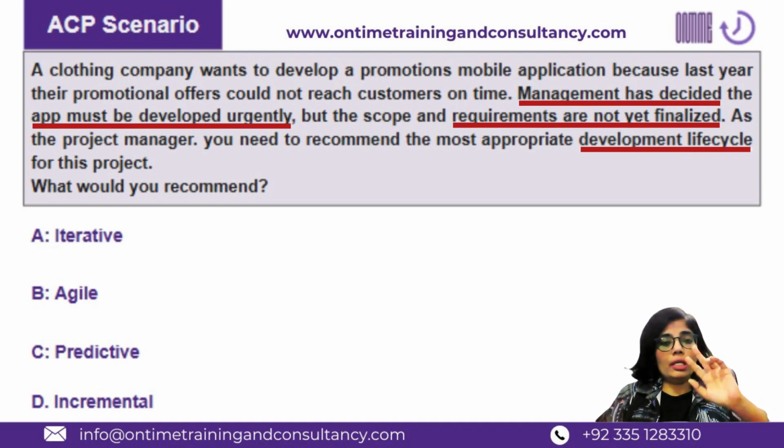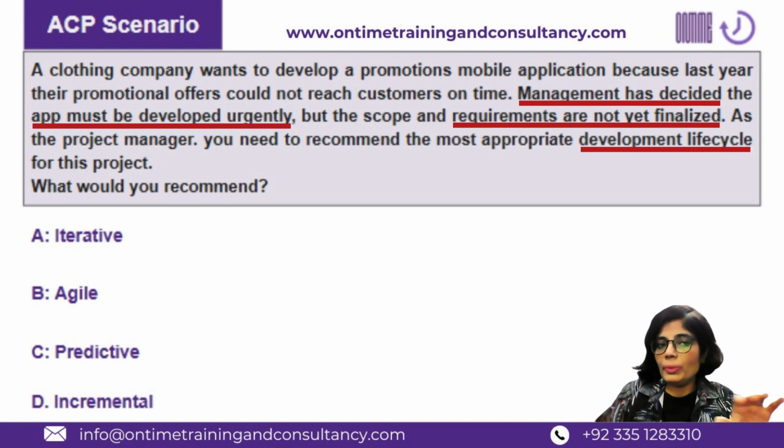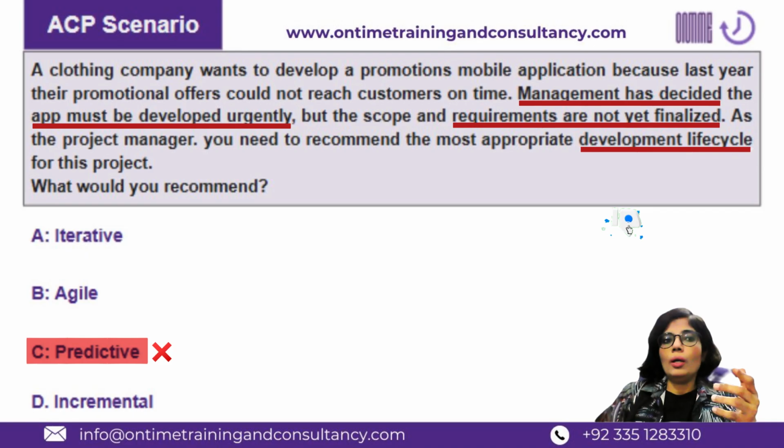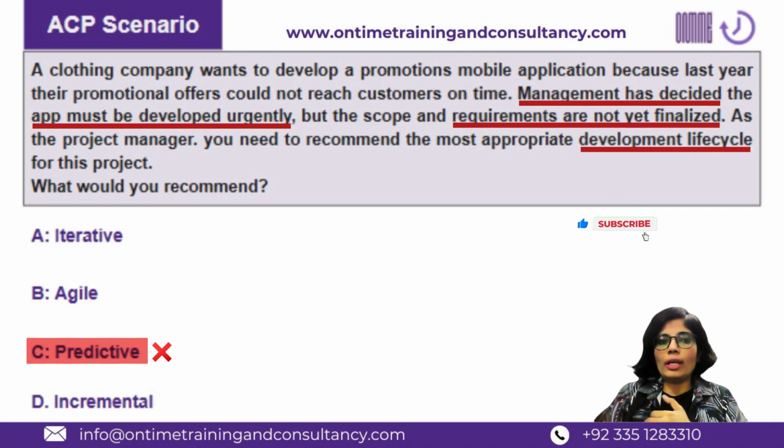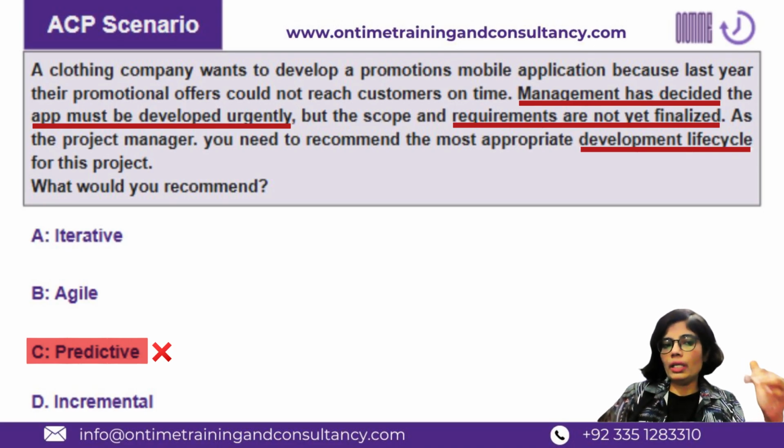So if you think about it from an agile perspective, this is clearly not predictive. C is out of the picture. Why? Because you don't have everything available with you clear, which is a requirement in predictive. So the scope and requirements are not clear. This is a clear indication that predictive is out. So it's between A, B, and D.